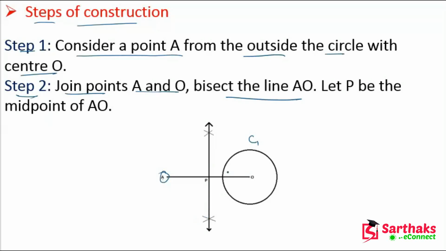Now with the same radius we have to place the pointer on point O and similarly cut the arc from this point and this point. So we have two intersecting points. Now we have to join these points. This line will divide line AO into two equal parts. So this is the bisector of line AO. I hope you understand these things. So now let's move on.